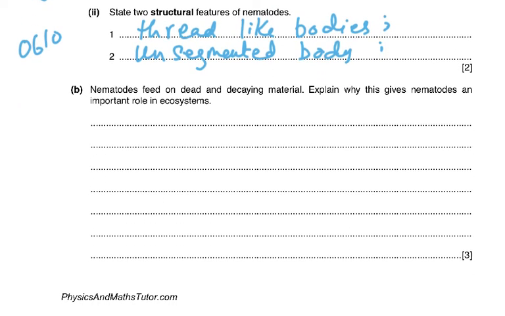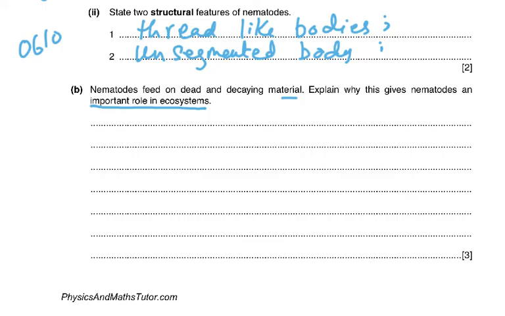Nematodes feed on dead and decaying material. Explain why this gives nematodes an important role in ecosystems. Why is it so important if they work on dead and decaying? Yes, very, it prevents accumulation of dead matter. Otherwise, people would be just buried in the dead if nobody decomposed. If trees fell down and were not decomposed, elephants died, not decomposed, anything dying would not decompose, they would be lying around, and we would be buried in the dead.